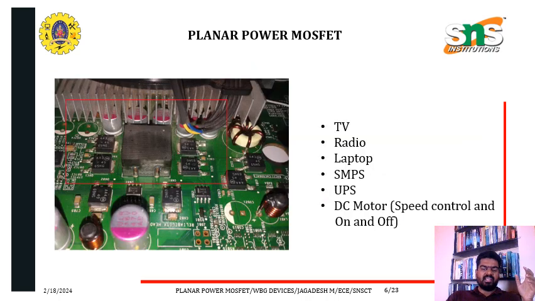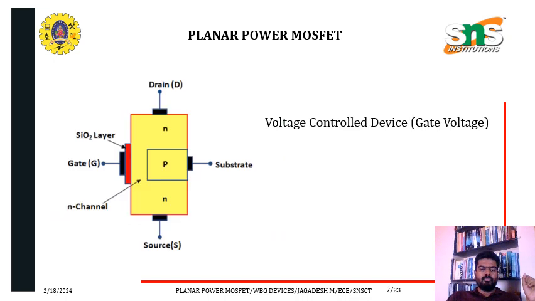As I said, the planar power MOSFET is used in television, radio, laptop, SMPS, and UPS, and in DC motors for speed control and on and off cases. Here you can see in this image, these are all planar power MOSFETs. It is a voltage controlled device, because the source to drain current is controlled by the gate voltage.